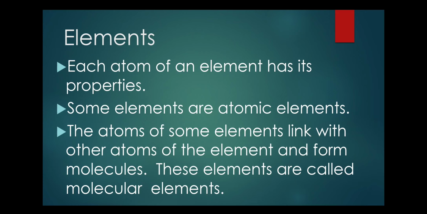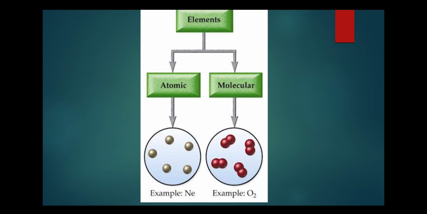But some atoms combine together and are linked together chemically, and they exist in molecular forms. Whenever atoms are combined together, they form molecules. The atoms of some elements link with other atoms of the same element and form molecules. These elements are called molecular elements. So the elements can exist in two forms, atomic and molecular. In atomic elements, each atom is separate. They are not chemically combined with one another. For example, neon. And the other type of elements are where the atoms combine together chemically and exist in molecular form, such as oxygen. The 2 after the O informs us that there are 2 oxygen atoms combined together.